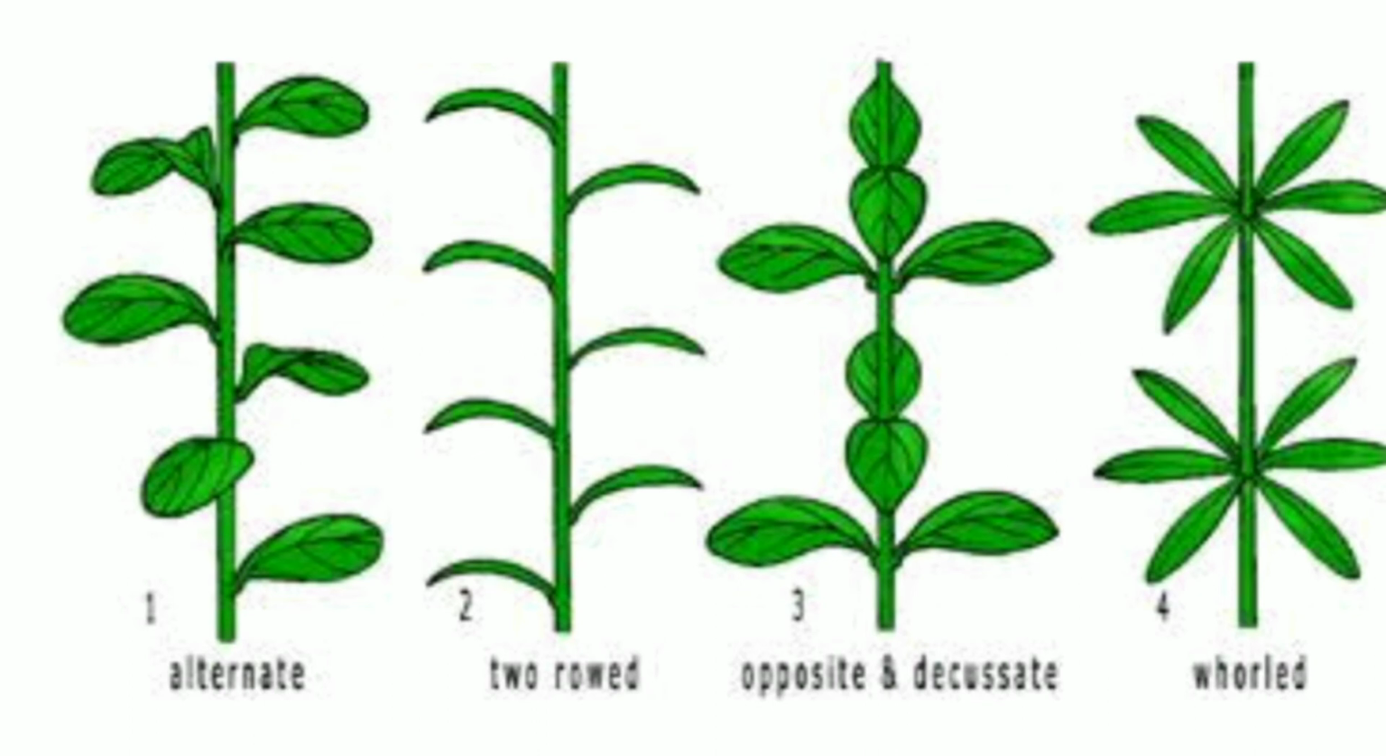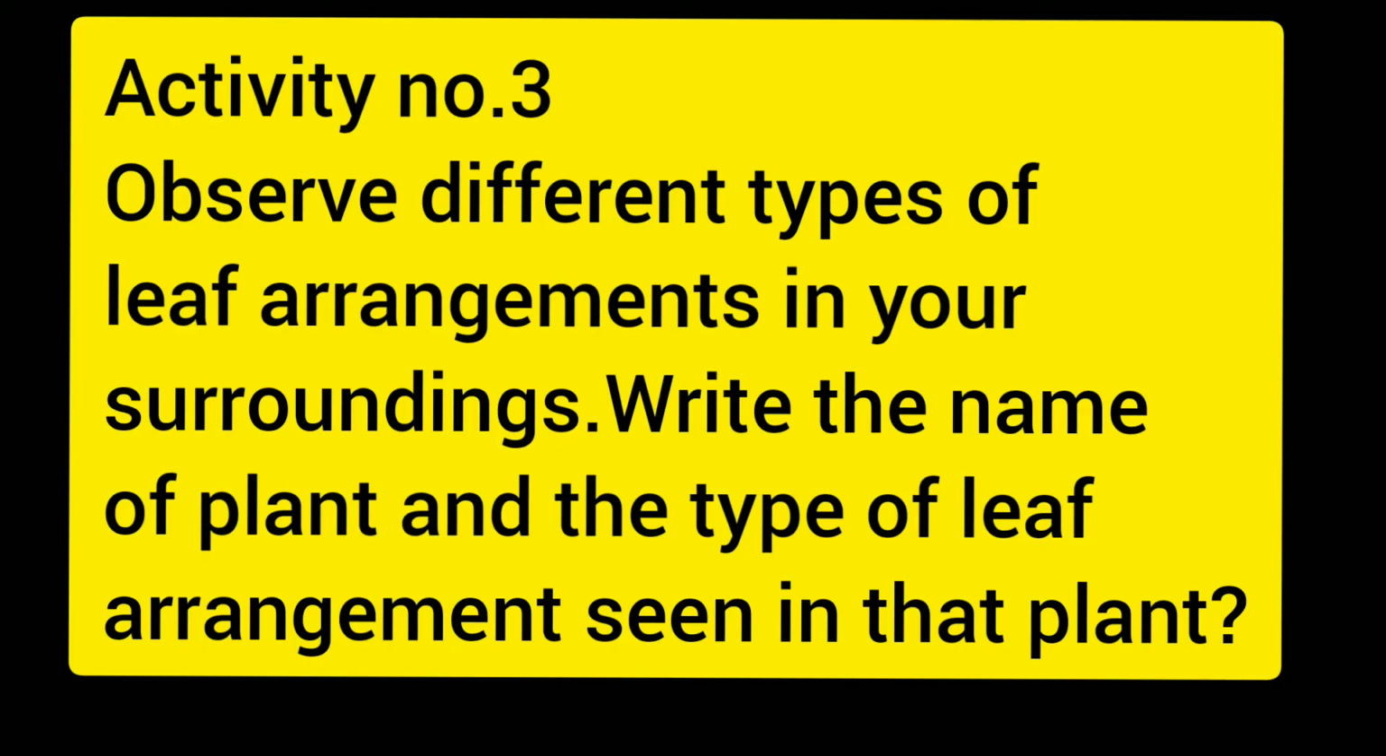Now let's observe the plants in our surroundings. We can see different types of leaf arrangements. Here is our next activity. Activity number 3. Observe different types of leaf arrangements in your surroundings. Write the name of plant and the type of leaf arrangement seen in that plant.